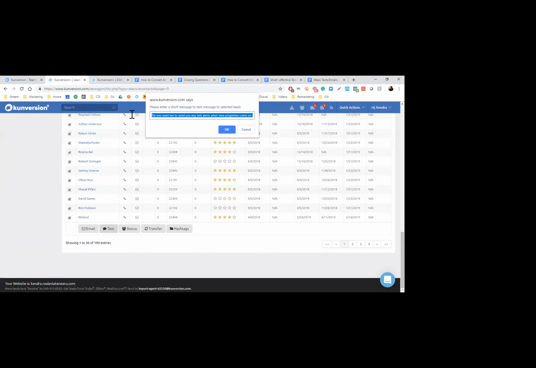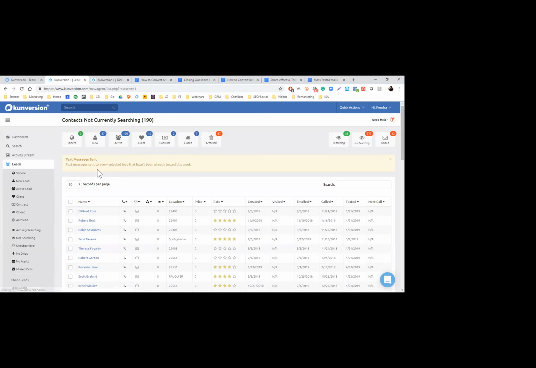So, do you want me to text you when new properties come on the market or change your search at all? So what I'm going to do is hit OK, and I'm going to give it about maybe 10 seconds, and do not click away when you do this step. I don't know if you guys can see on my browser, but it's sending right now. And then I get this yellow box. Okay, text has been sent out.